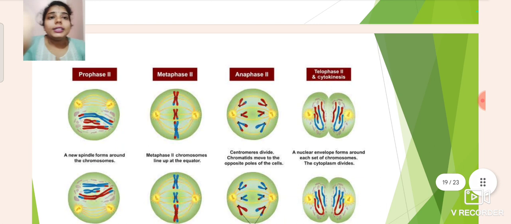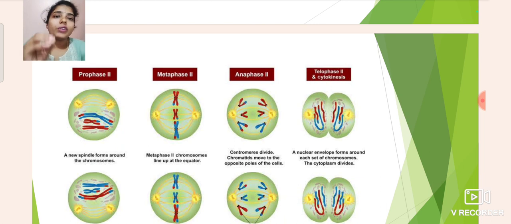Then this is the whole picture of prophase 2. What happens in prophase 2? It is the same as the mitosis process. The mitosis process completely covers prophase, metaphase, anaphase and telophase, the same as in meiosis 2. So meiosis 2 consists of four stages. We call them prophase 2, metaphase 2, anaphase 2 and telophase 2.